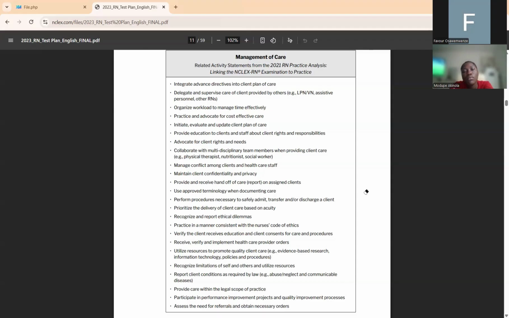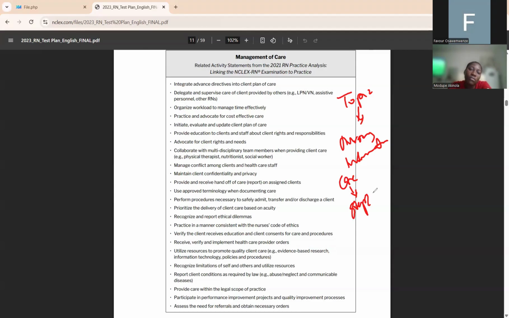Advanced directive is a topic. Integrate advanced directive into the client plan of care is what NCLEX wants to test. That is the care NCLEX wants to test. NCLEX wants to see how you can integrate the advanced directive that you learned in nursing school into the client plan of care. When you think about topic, you accumulate nursing information. But when you think about care, you accumulate steps. Because every care comes with steps.